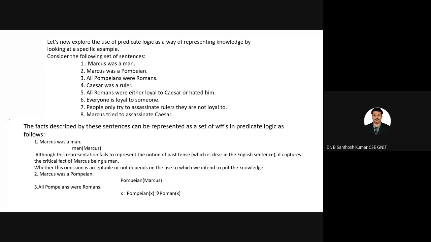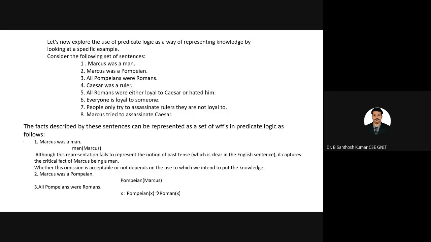Because Marcus is a man, Marcus was a Pompeian. The next statement says that all Pompeians were Romans, so Marcus was a Roman. Then the fourth statement is Caesar was a ruler. Then all Romans were either loyal to Caesar or hated him. It means that not all the Romans are completely loyal to Caesar. Some people also hate Caesar.